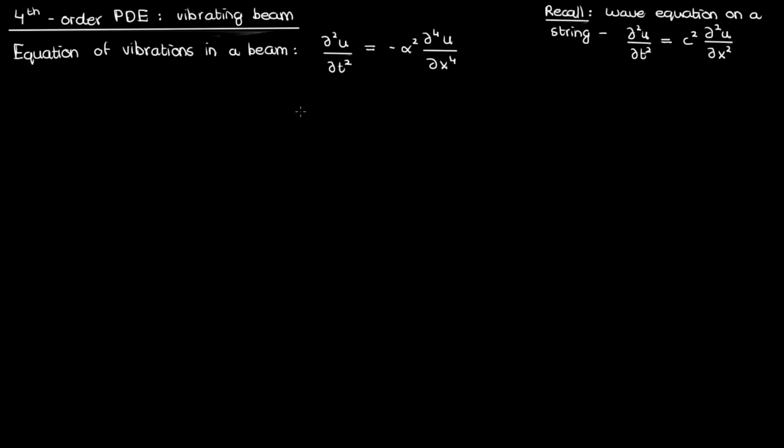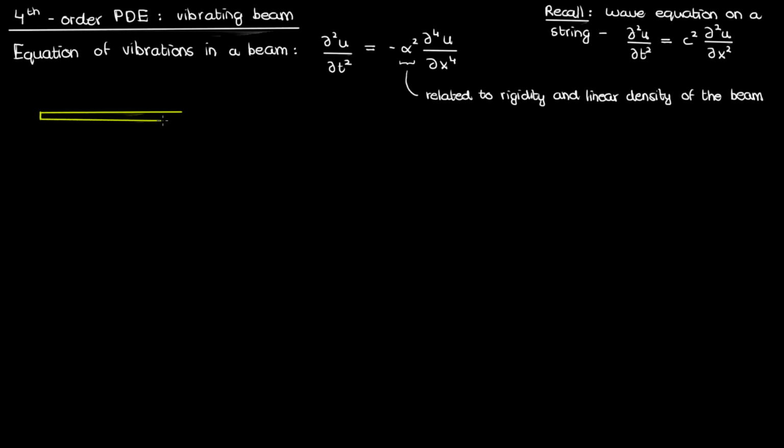In this video, I won't actually derive this PDE since that's beyond the scope of our PDE lessons. The alpha, by the way, is the constant related to the rigidity and mass per unit length or linear density of the beam. Let's draw a beam to illustrate this PDE a bit better.